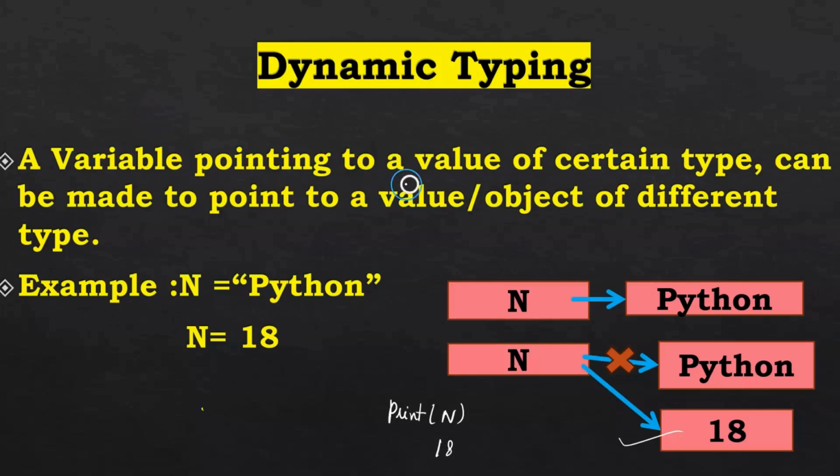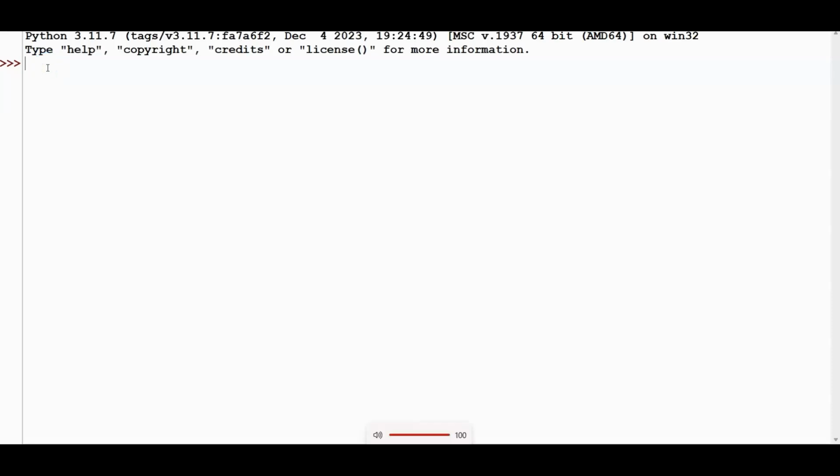A variable pointing to a value of a certain type can be made to point to a value of a different type. First we can assign Python, which is a string data type. Second, I am going to assign the variable an integer data type. So the data type changes if we assign a different data type to the value. Let us see an example for dynamic typing clearly.